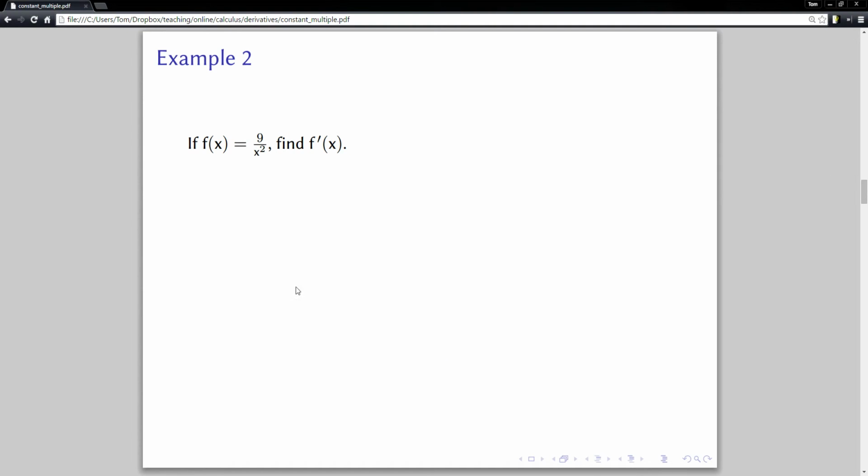All right, in example 2, this situation is again slightly more complicated. Here we have a function 9 over x squared, and we want to find the derivative. That 9 up there, at first you may not recognize what to do with it, but what I generally like to do is just pull it out in front so that it looks more like the constant multiple rule. Sometimes when it's a fraction like that, it's a little bit confusing to people, so I just think of it as pulling apart a big fraction like this.